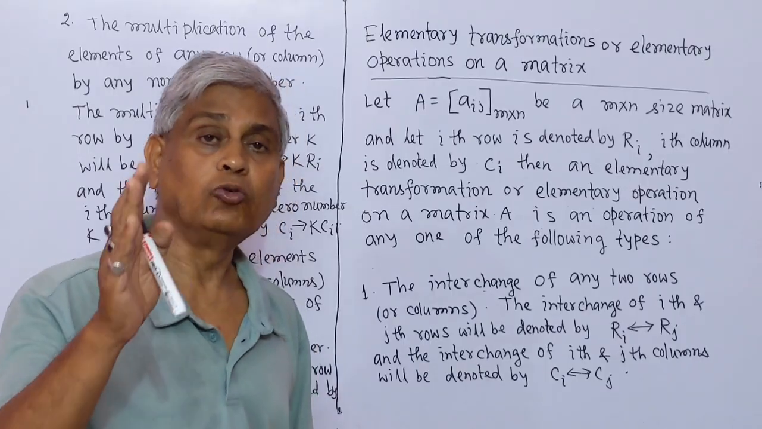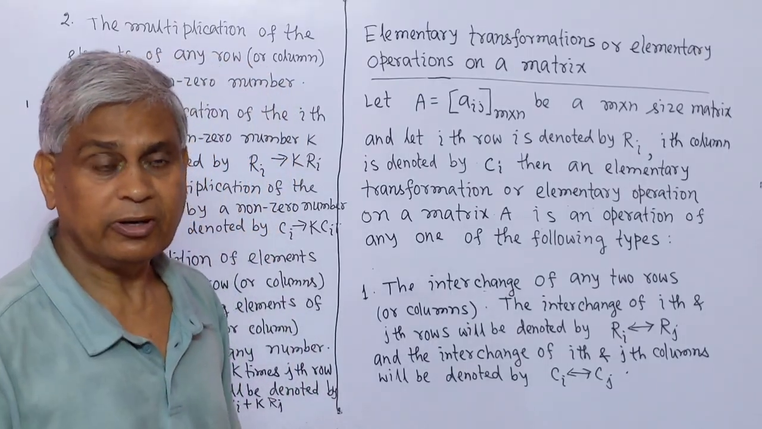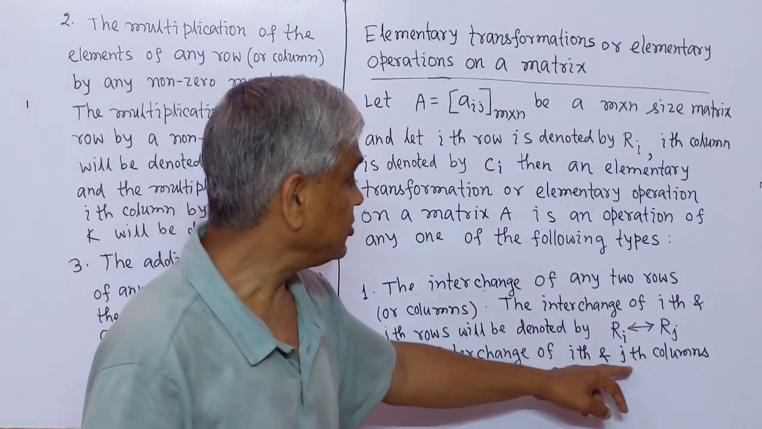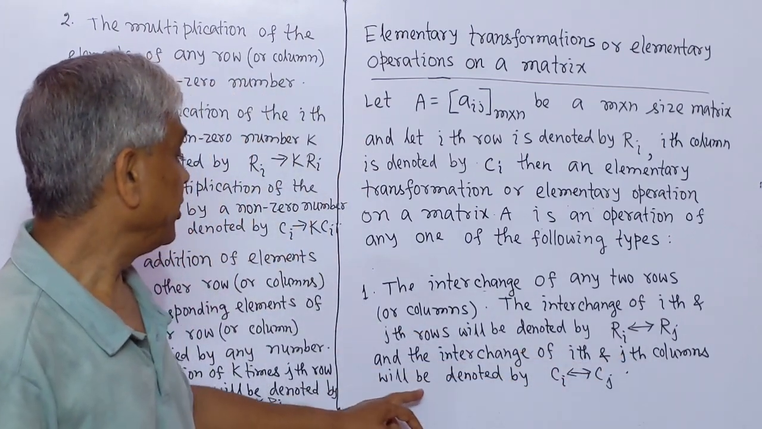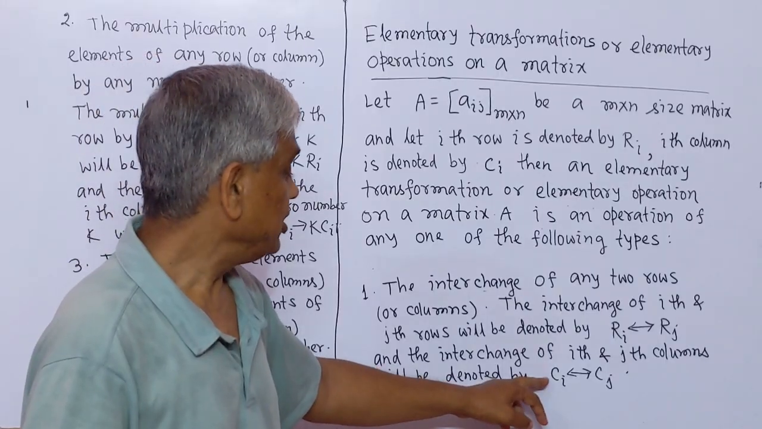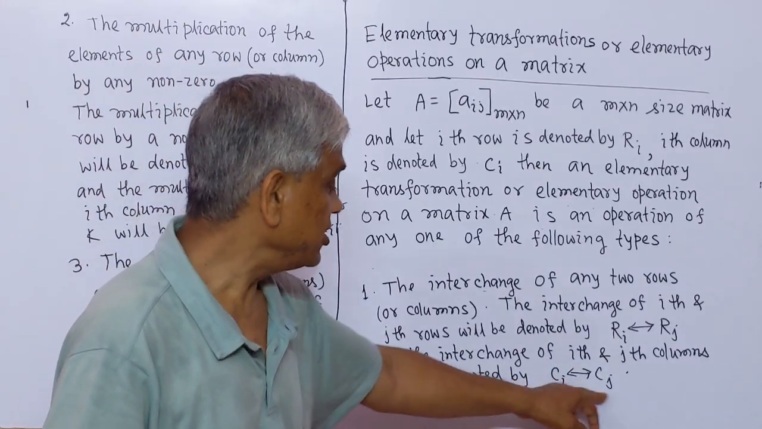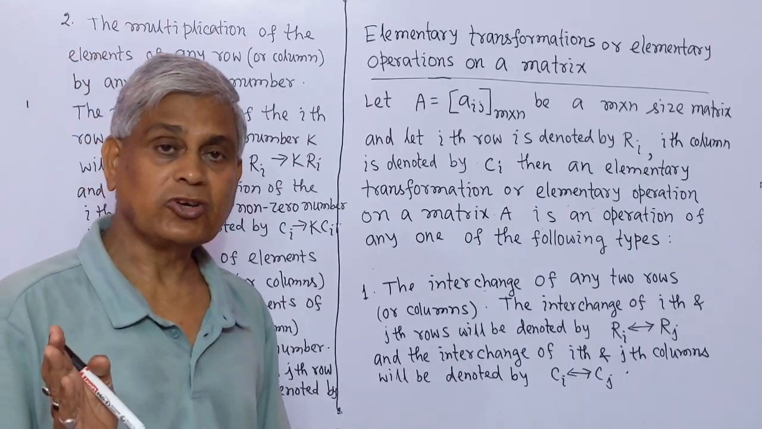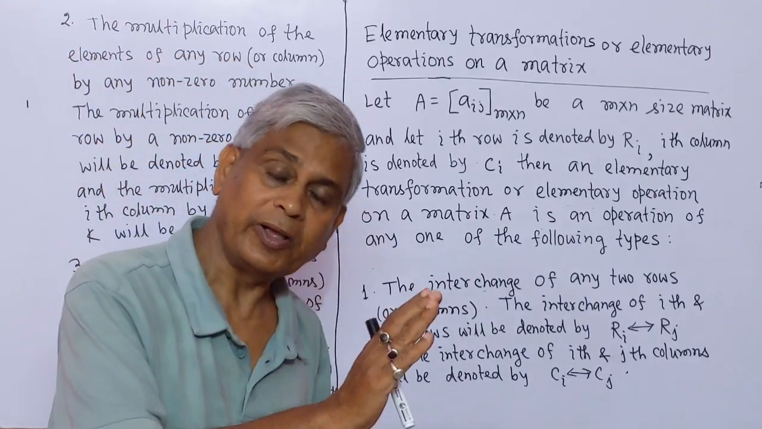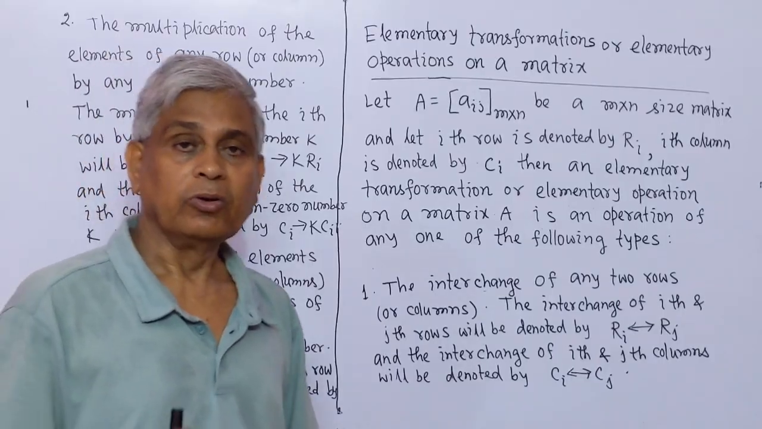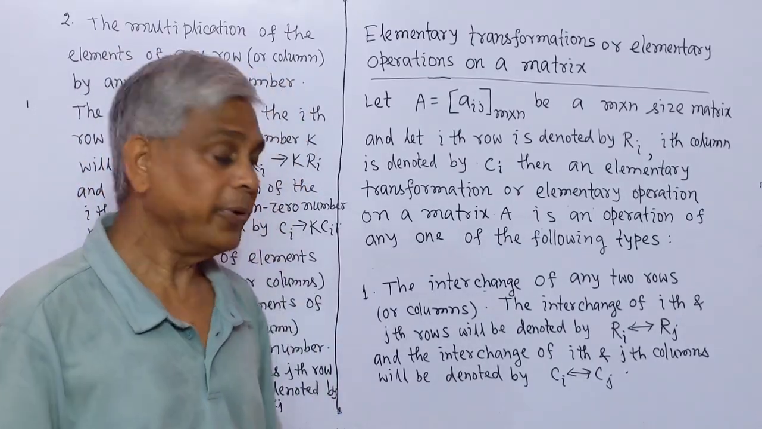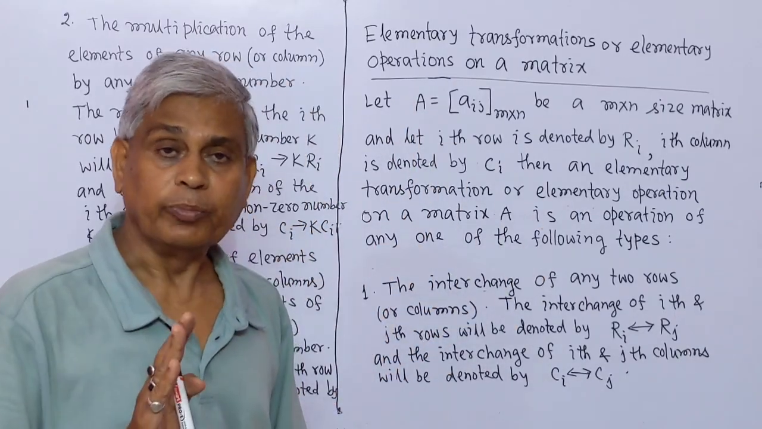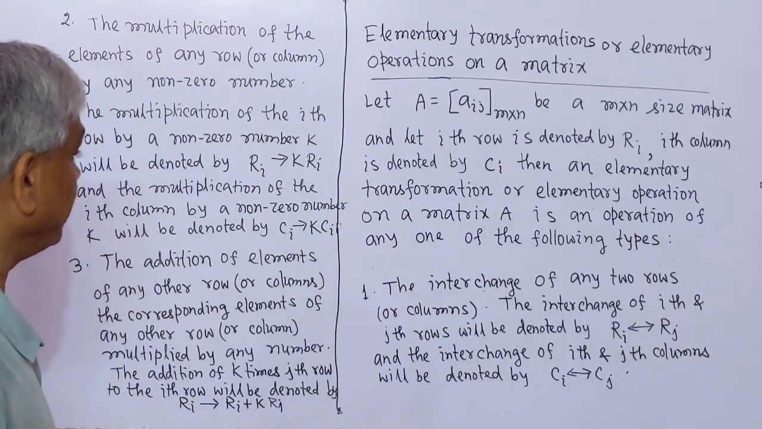And if the column operation is taken into account, then the interchange of ith and jth column will be denoted by Ci ⟺ Cj, which means we write the elements of the jth column in the position of the ith column, and we write the elements of the ith column in the position of the jth column. This is number 1.